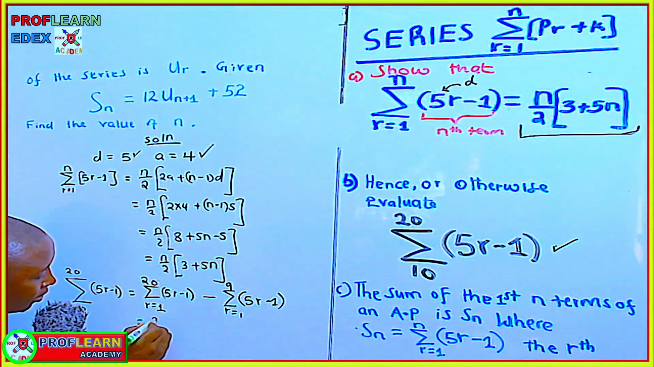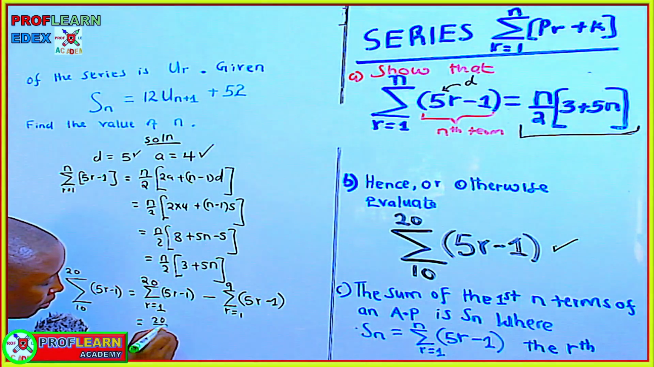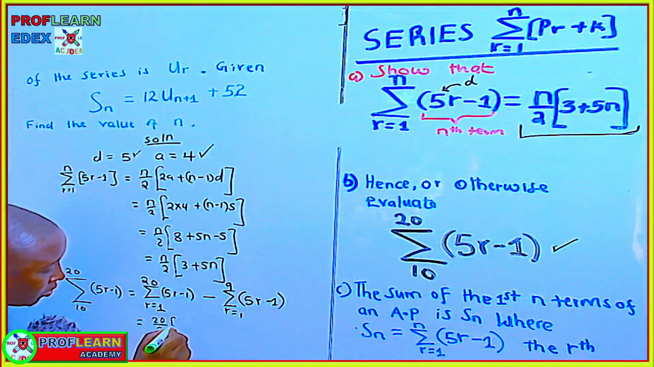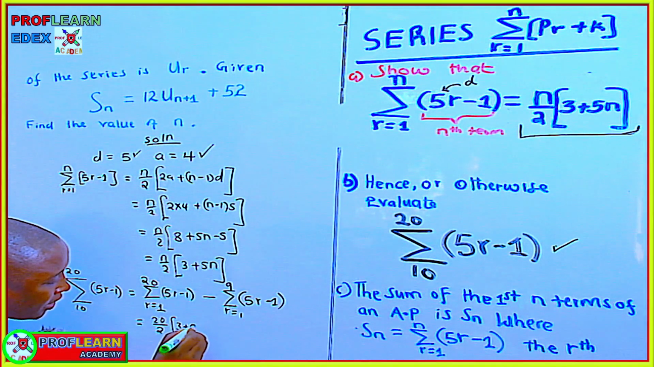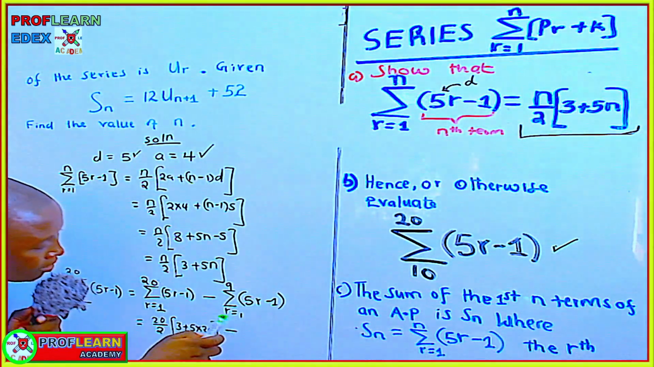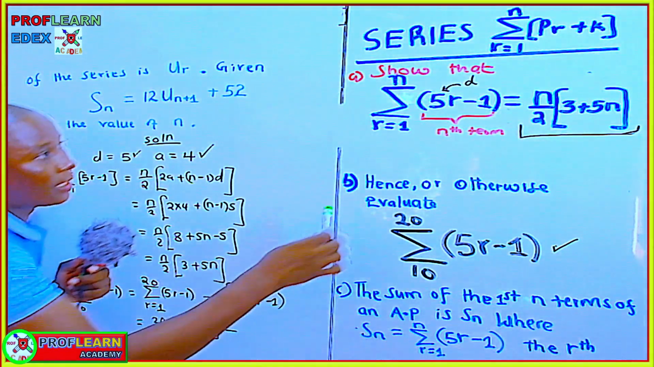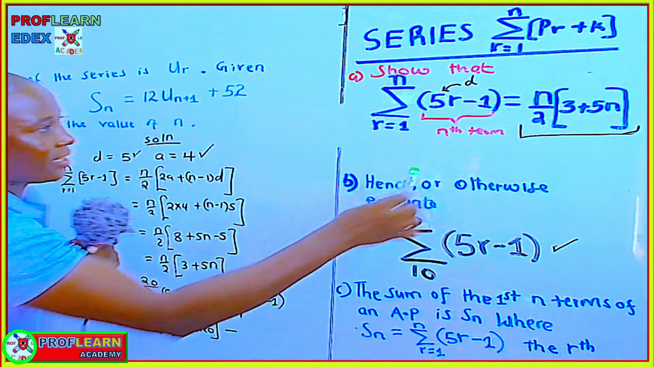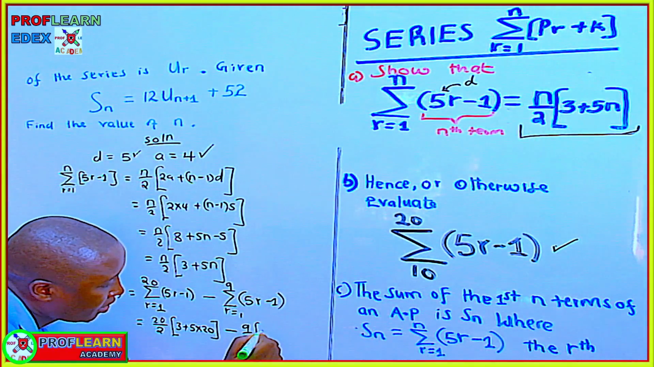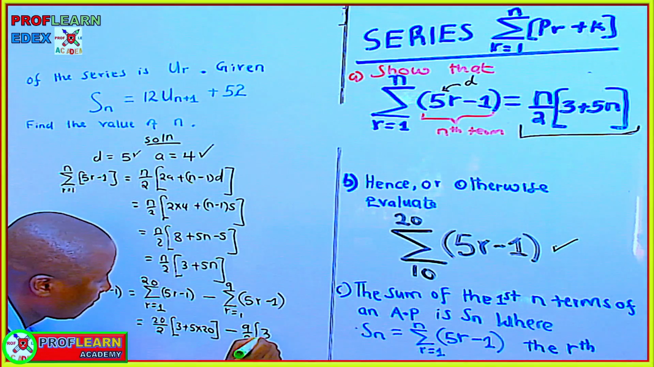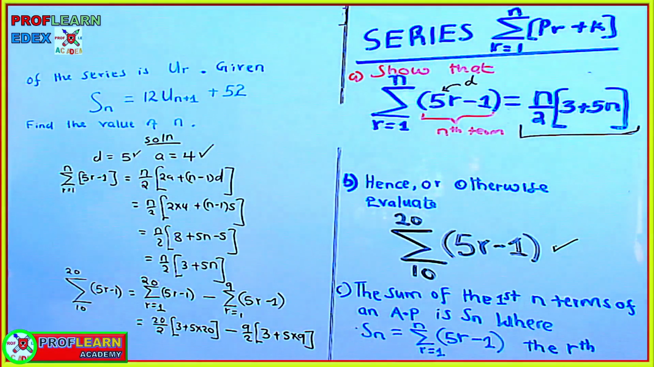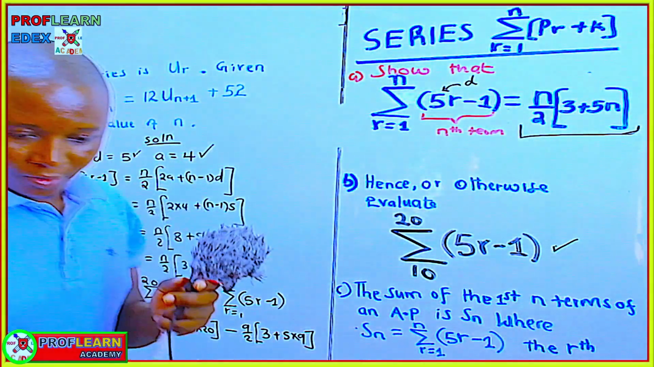So we're going to say 20 over 2, and this is 3 plus 5n. So this will be 3 plus 5 times 20, because our n is that. Then subtract r from 1 to 9. Our n in this case is 9, so we're going to substitute there. So we're going to say 9 over 2 into bracket 3 plus 5 times 9, and of course now we can simplify that.